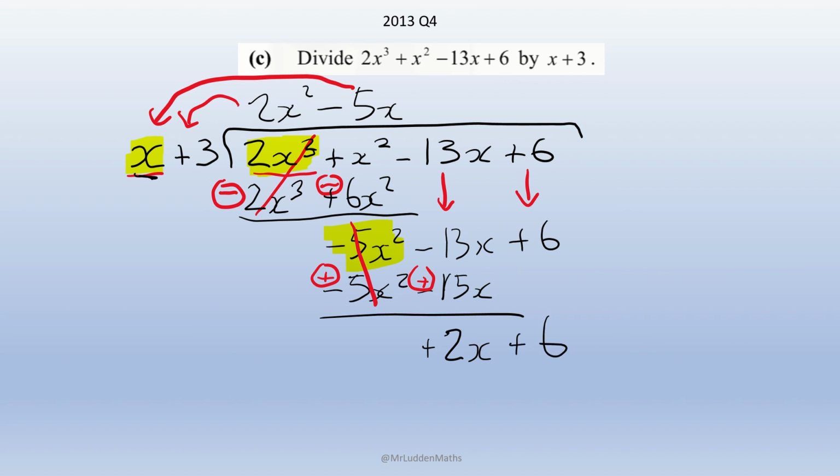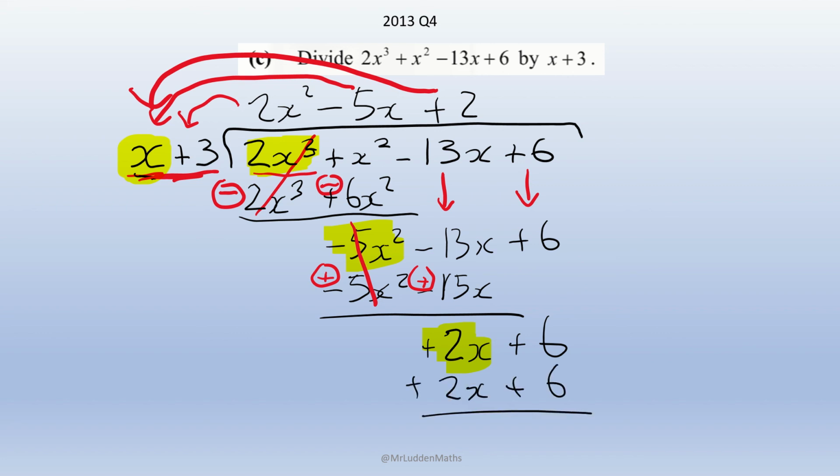plus 6. Last one, how many times does my x plus 3 go into my 2x plus 6 at the bottom here? So x goes into my 2x, let's highlight that. My x goes into my 2x plus 2 times, and let's see what the remainder looks like. Plus 2 times all of this, times x plus 3. I have 2 times x, which is 2x. I have 2 times 3, which is 6. And when I take away to get my remainder, I get 0.